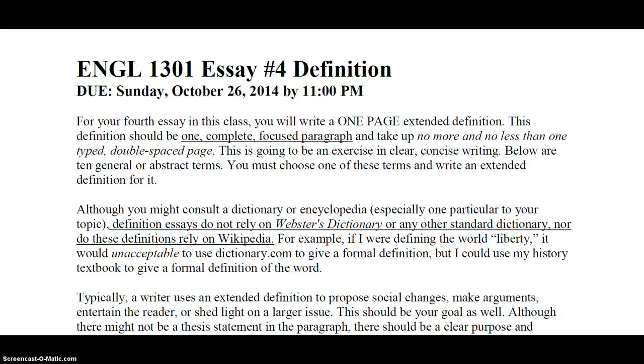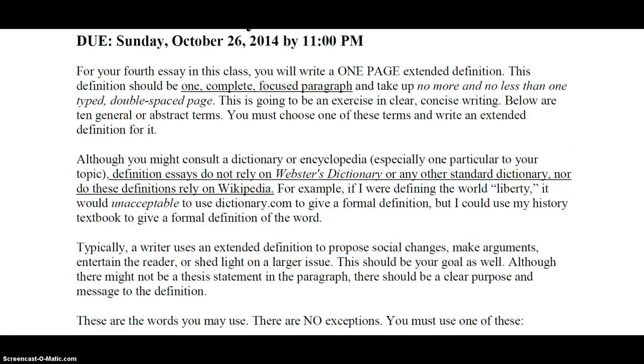Okay, so I say this is essay number 4, but really it's only a paragraph. You're just writing one very detailed and very focused paragraph that is defining a term. I've given you 10 general or abstract terms, and you can choose one of these terms to write your extended definition on. We'll look at the terms that I've given you in just a minute, but before we do that, I did want to talk a little bit more about some of the basics of the assignment. First of all, let's look at the second paragraph.